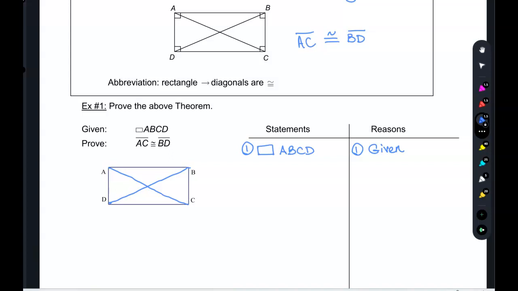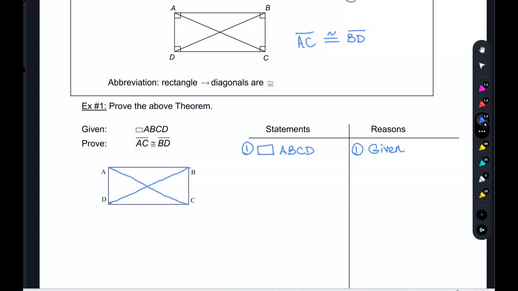You could say the lines are parallel. Anything that applies to a parallelogram will also apply to a rectangle. But ideas, Eli, what do you think? You could do AD is congruent to BC. How will that help us? Because then you could do AC is congruent to AC, BD is congruent to BD, and then 2 right triangles there.